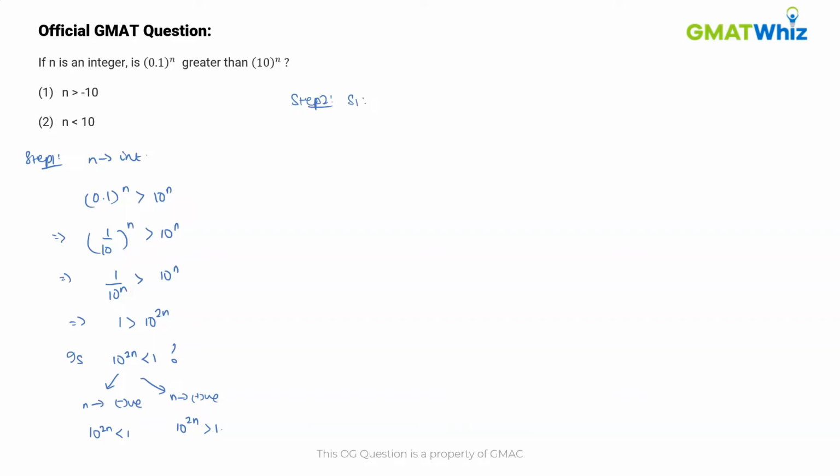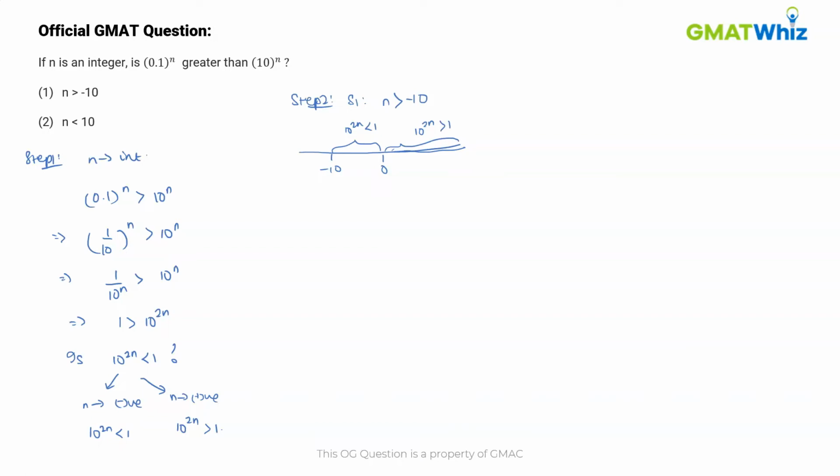Now statement 1 tells us that the value of n is greater than minus 10. If we draw a number line here, suppose this is minus 10, this is 0. Here are the positive integers. Now as discussed in step 1, we know that the value of 10 to the power 2n will be less than 1 if n is negative. That means when n lies between this range, 10 to the power 2n will be less than 1. But when n is greater than 0, that is for this range, 10 to the power 2n will be greater than 1. So we are getting two contradictory answers.